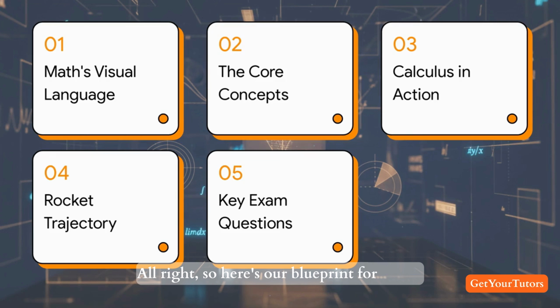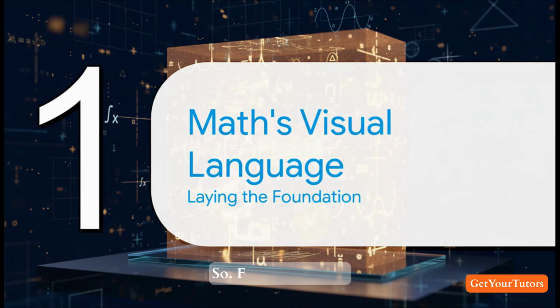All right, so here's our blueprint for today. First, we'll get into why graphs are math's visual language. Then, we'll build up our toolkit with some core concepts you absolutely need to know. After that, we'll see calculus in action with turning points, apply it all to a real-world rocket trajectory, and then wrap things up by answering some key exam questions. Sound good? Let's go.